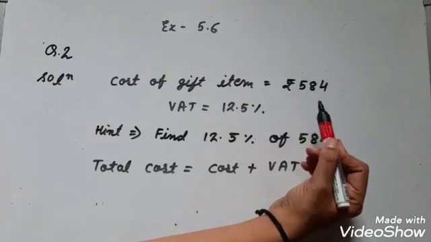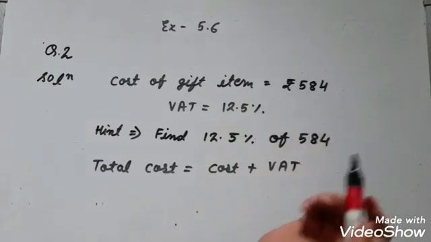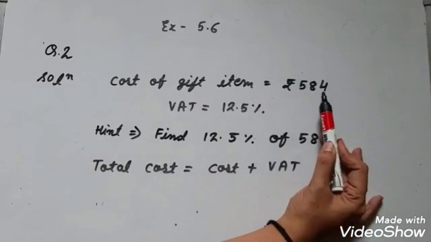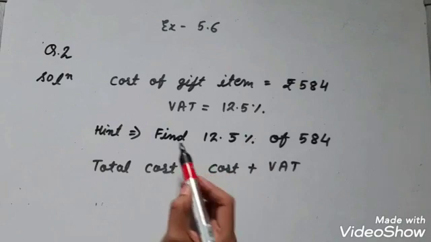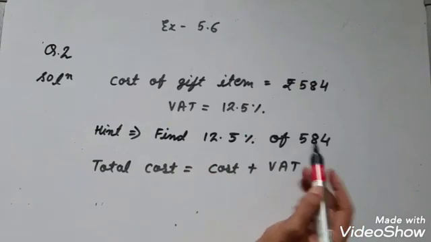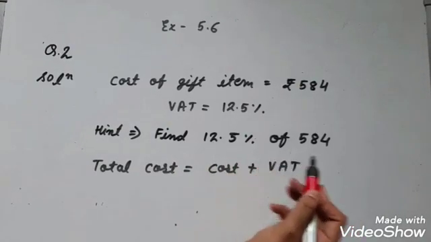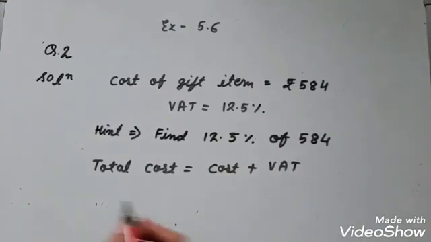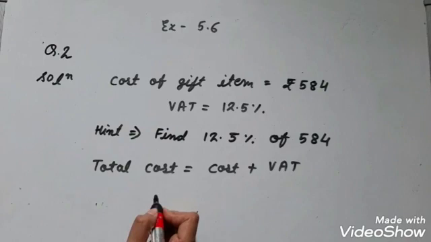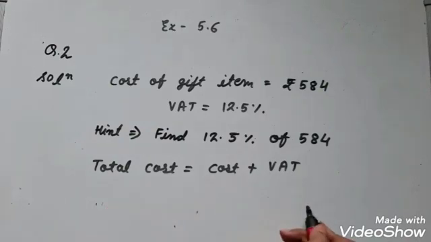Then for finding total cost of the gift item, what to do? We have to add this cost and the amount which we will get after finding 12.5% of 584. Then add both the amounts and you will get total cost of the gift item. So students, you have to do this solution.